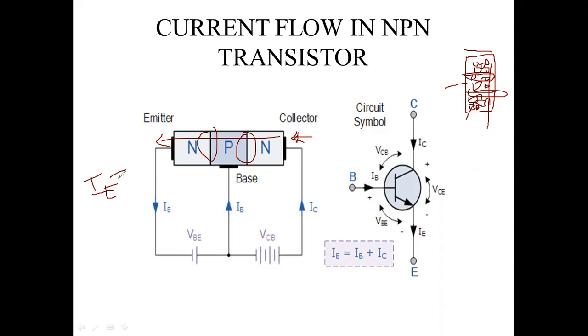Which current is coming here? IE means what? IC is also coming towards this, and IB is also coming here now. IB and IC, the summation of base current and collector current, will give the emitter current IE. It is going to give that for the common base circuit here now. Is it clear?